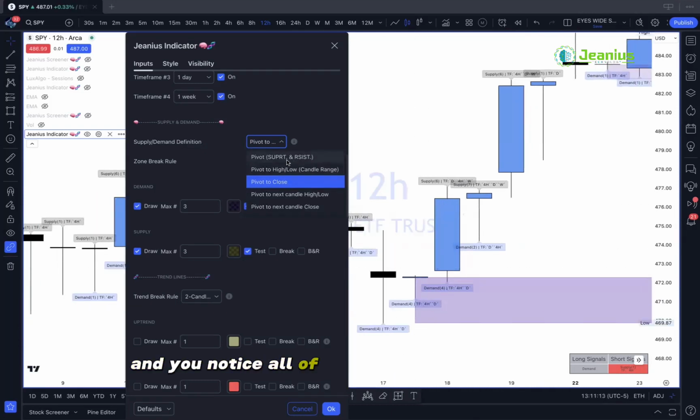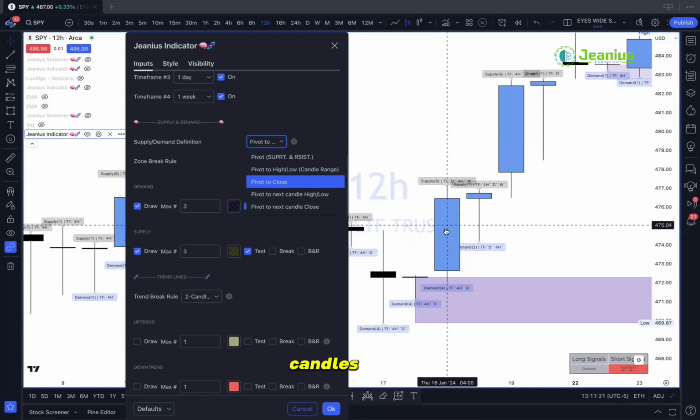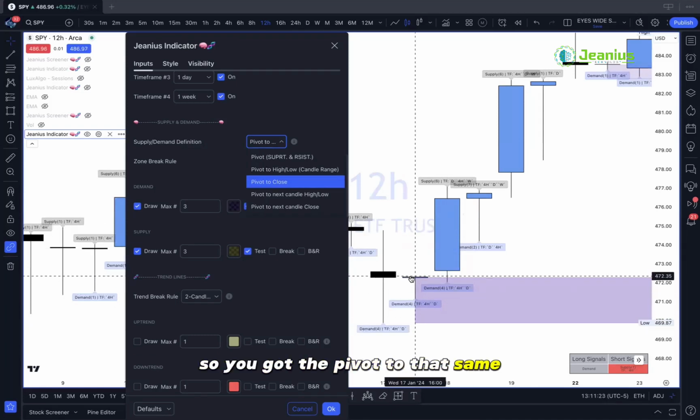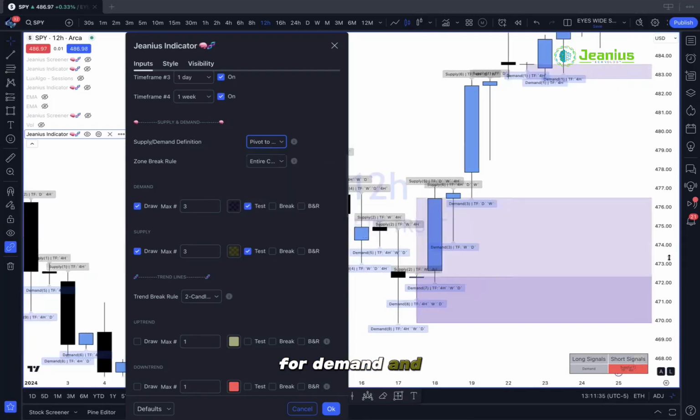And you notice all of these are focusing on the starter candle is the same. It's just the rule is different. So the pivot to the same candle's close, not the next candle's close. So you got the pivot to that same candle's high. You got the pivot to that same candle's close. You got the pivot to the next candle's high. And then you got the pivot to the next candle's close. Those are going to be your rules for demand and supply zones.